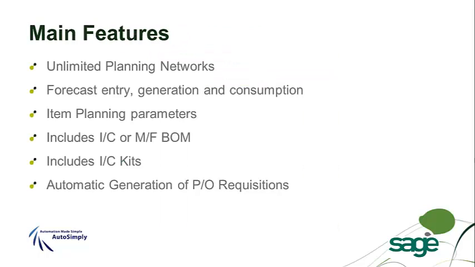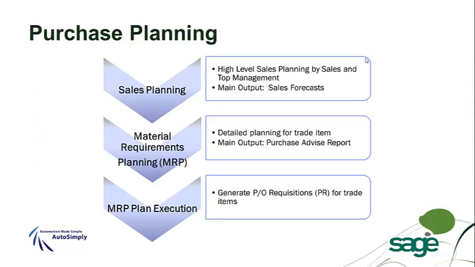Autosimply planning allows us to define an unlimited number of planning networks. Planning considers sales forecasts together with sales orders defined in OE. We can also define item planning parameters such as minimum stock, minimum order. We can consider IC or MF BOMs, as well as IC kits. Based on the planning run, we can then generate requests using the PO requisition function. Purchase planning involves sales planning, material requirements planning, and MRP plan execution.